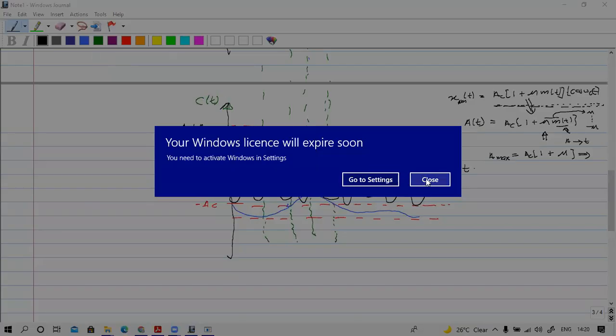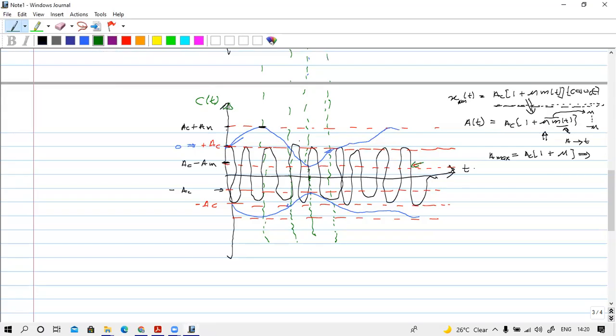So what is the minimum amplitude of the envelope? The minimum amplitude is this point. This is the minimum amplitude point. So what is the minimum amplitude for the total modulated signal? It is A_C plus A_C times minus mu, that is A_C times 1 minus mu. So this is the minimum amplitude level.